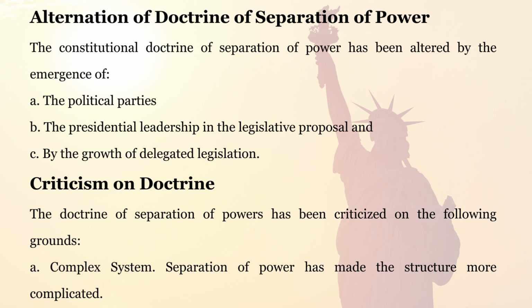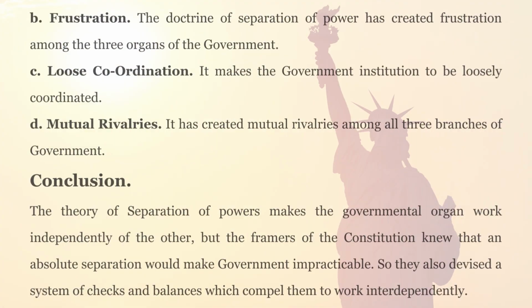Criticism of the doctrine. The doctrine of separation of powers has been criticized on the following grounds. A. Complex system. Separation of power has made the structure more complicated. B. Frustration. The doctrine has created frustration among the three organs of the government. C. Loose coordination. It makes the government institutions loosely coordinated. D. Mutual rivalries. It has created mutual rivalries among all three branches of government.